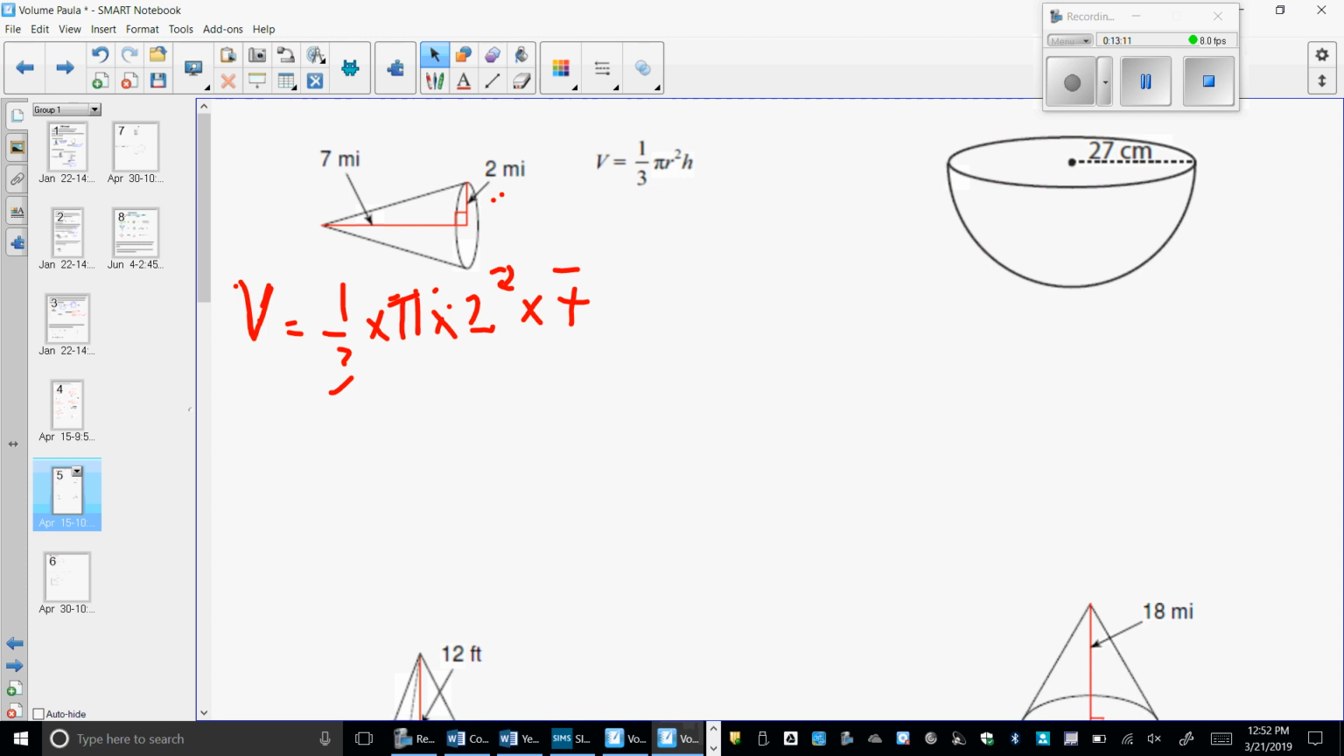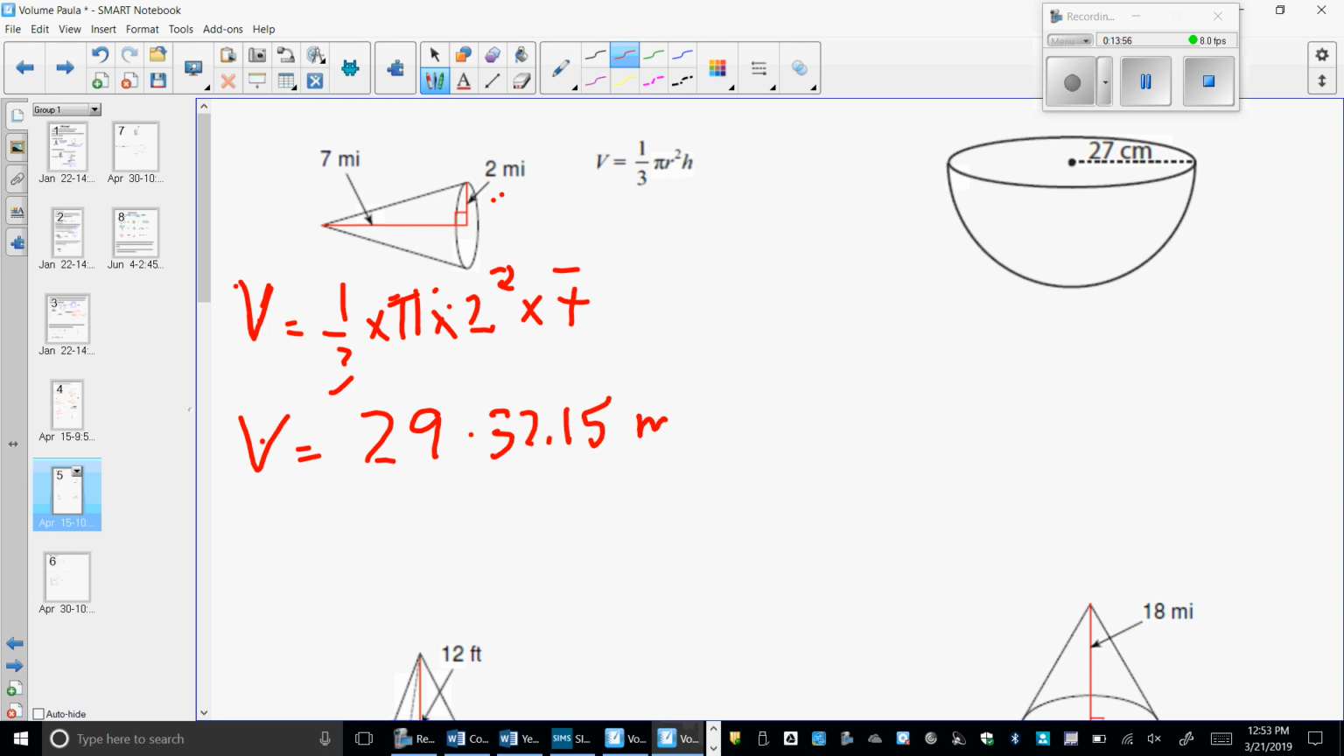Okay, so obviously the writing's not that clear, but hopefully you can hear the words so you know what to write. So 1/3 multiplied by pi multiplied by 2 squared multiplied by 7. So that gives us 29.3. Oh gosh, that was a mess. 29.3215 miles cubed. That's an unusual unit.